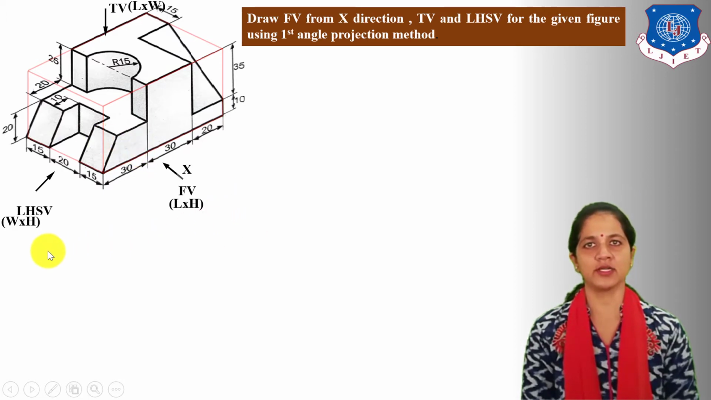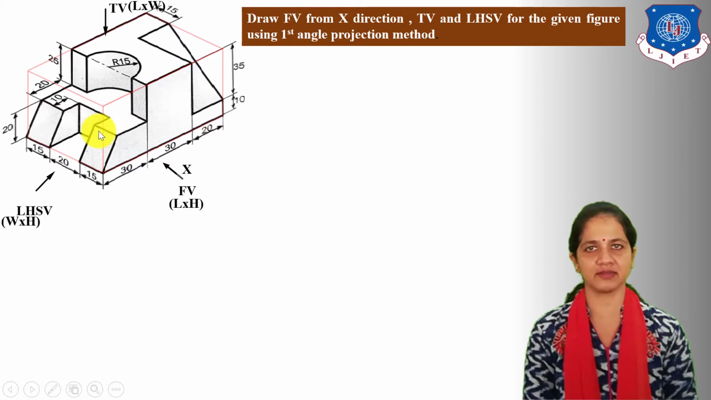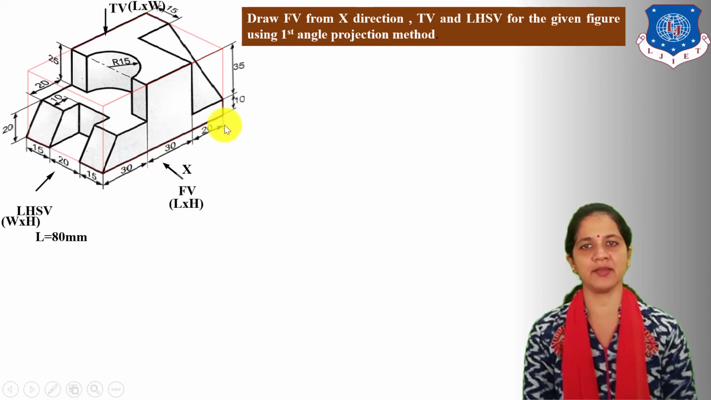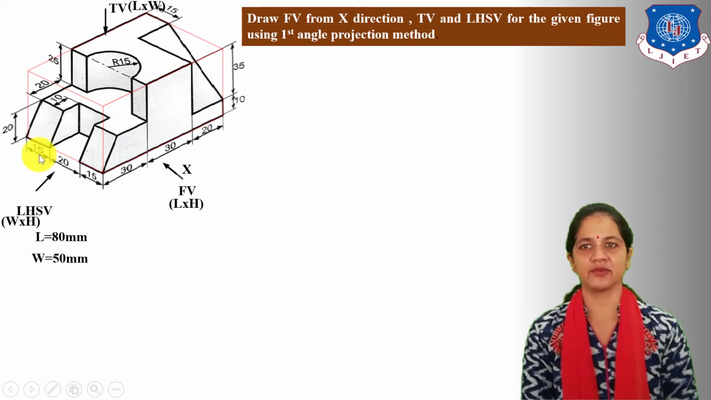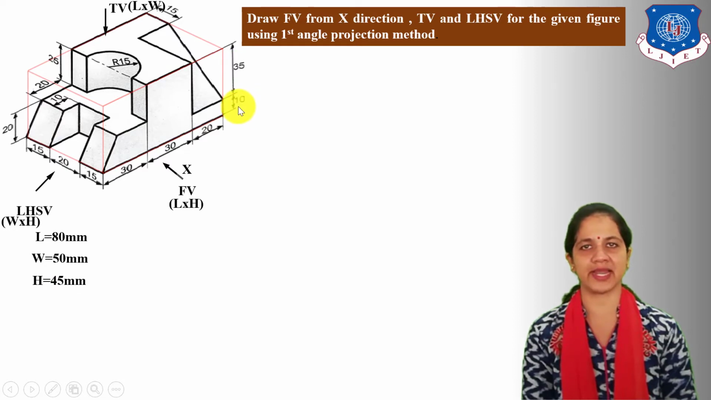Next, find out total length, width and height of this 3D object. Total length is 80 mm, 30 plus 30 plus 20. Total width is 50 mm, 15 plus 20 plus 15, and total height is 45 mm, 35 plus 10.